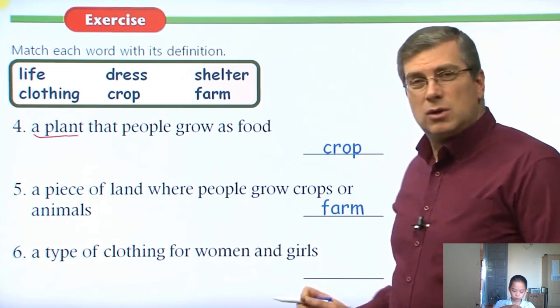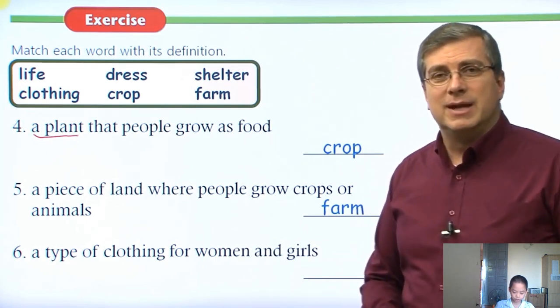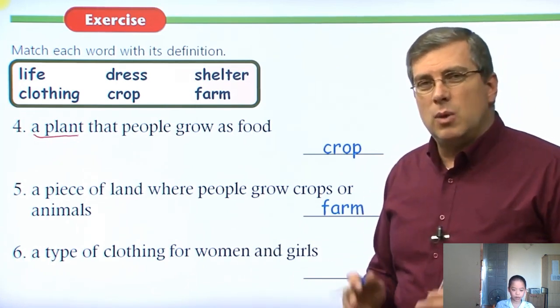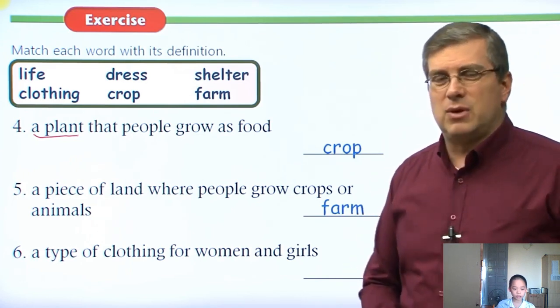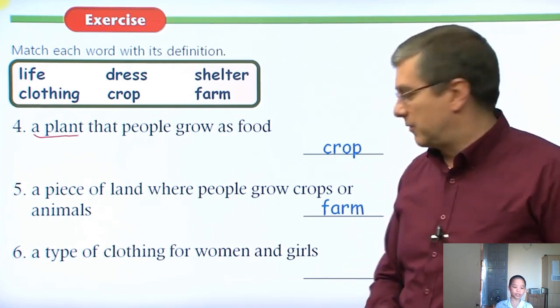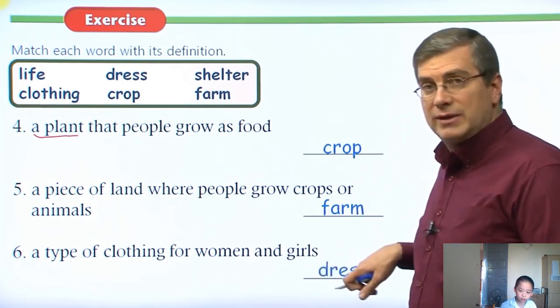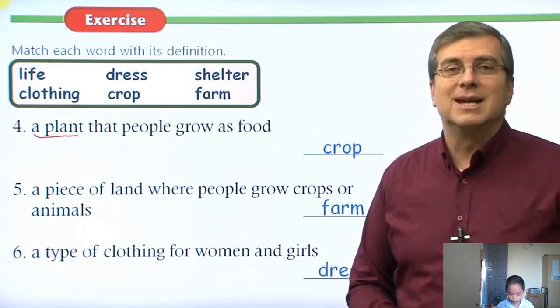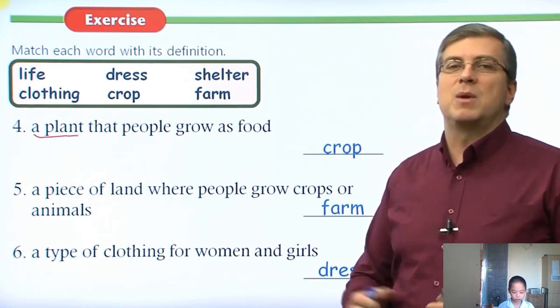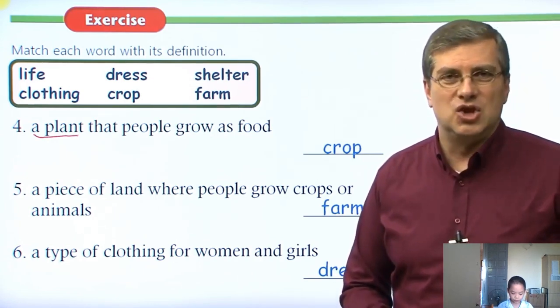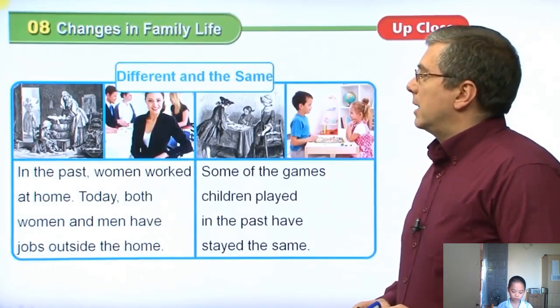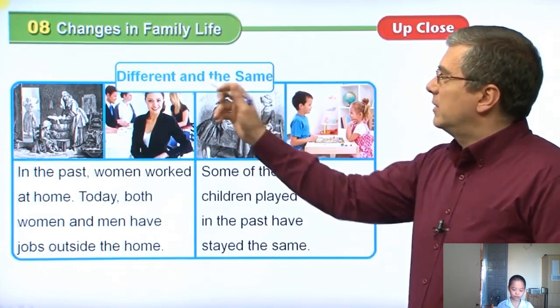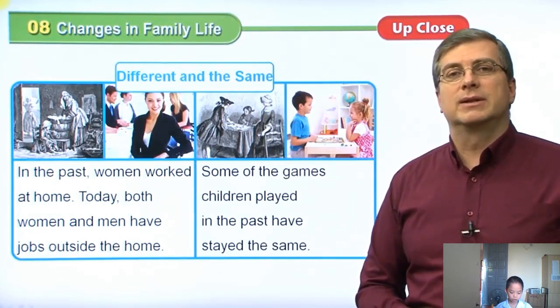Let's go to our next one. The next one is six. A type of clothing for women and girls. So a type of clothing, that is dress. Of course, I hope you will not wear a dress if you are a boy. Okay, so that is just a type of clothing for women.